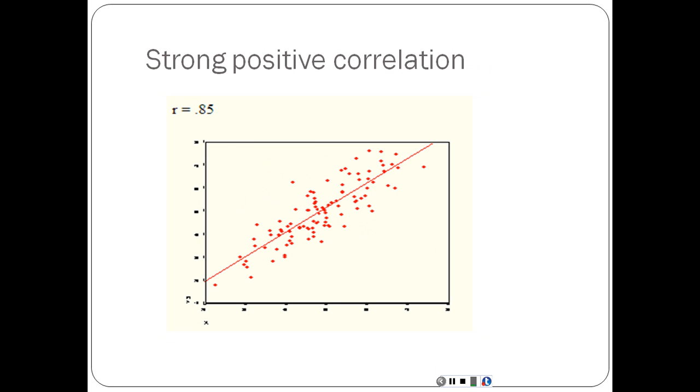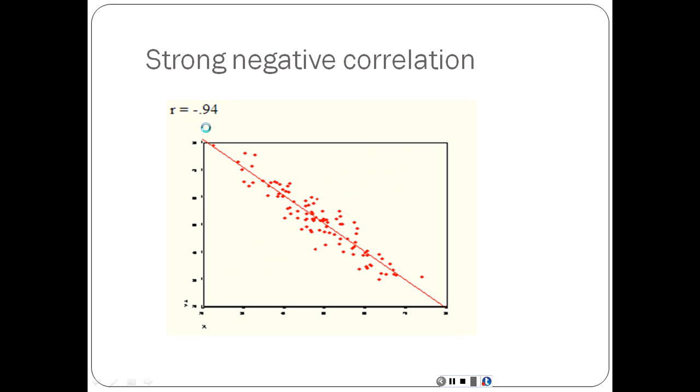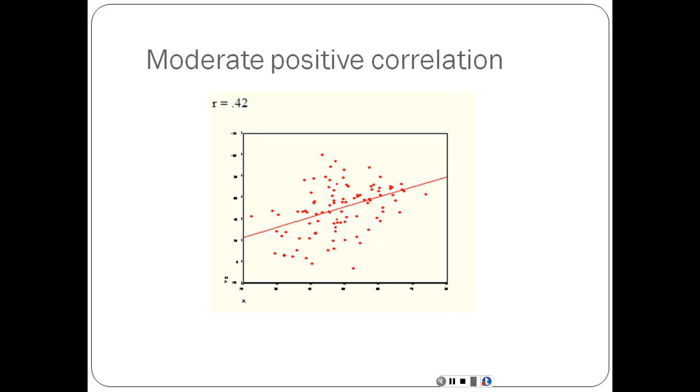Here's an example of a strong positive correlation. Again, our variables are both increasing, x and y are both increasing at the same time. So hence, notice how strong it is, 0.85. We have our strong negative correlation, where again our values in y are decreasing while our values of x are increasing. Here is a moderate positive correlation, so notice it's an r of 0.42.